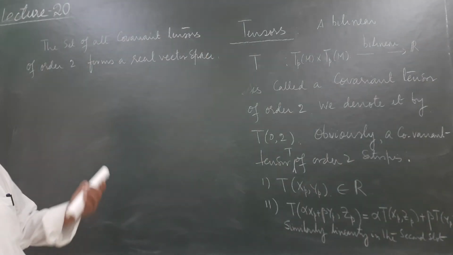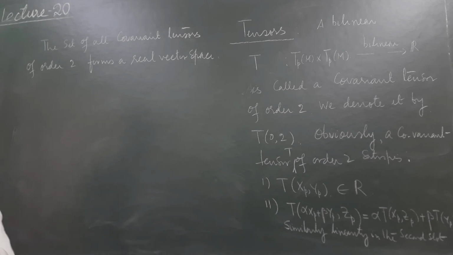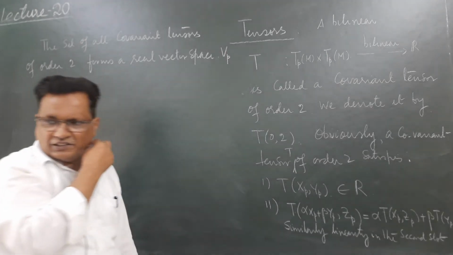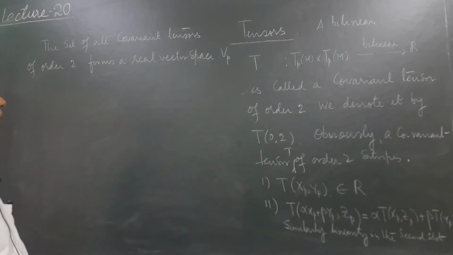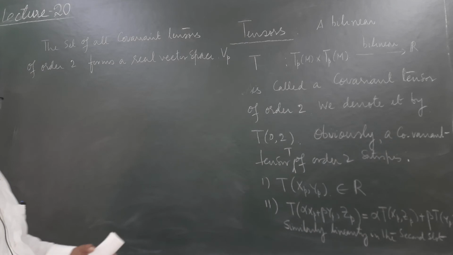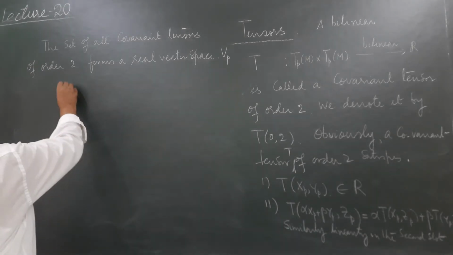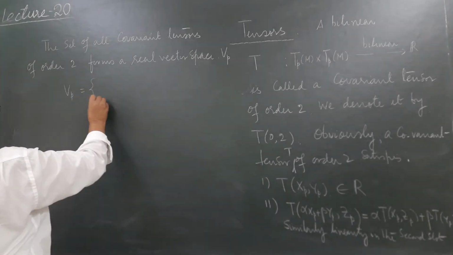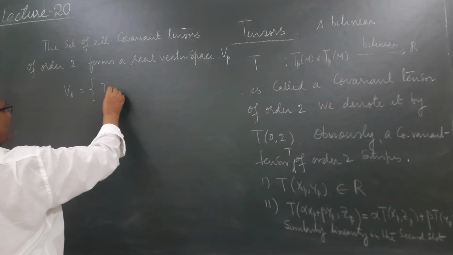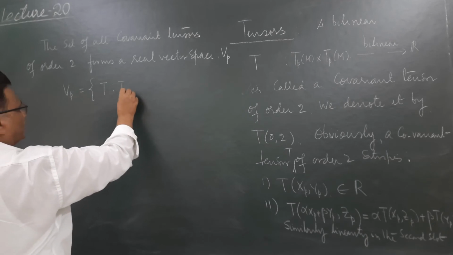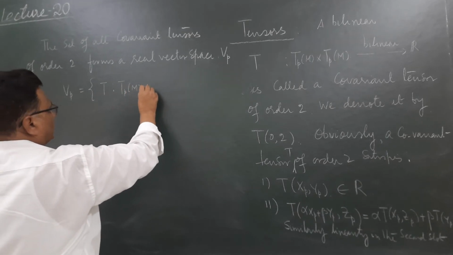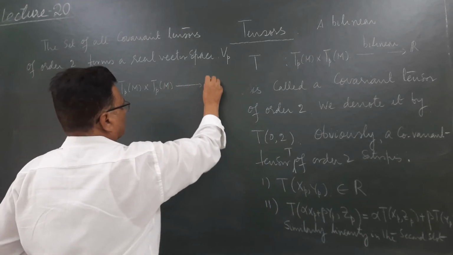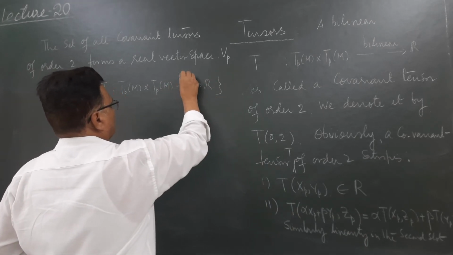You may denote it by some symbol. अब इसको Vp से डिनोट करूँगा फिलहाल मैं, बाद में नोटेशन चेंज हो जाएगा. Okay. So what is Vp? Vp is the set of all bilinear maps T from TpM cross TpM into R, and the maps are bilinear.